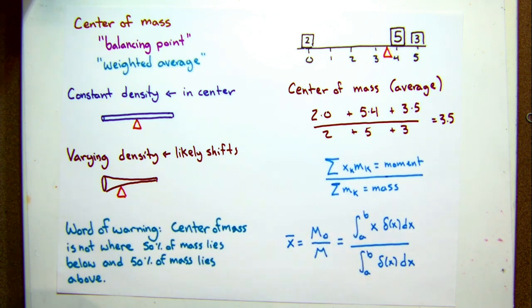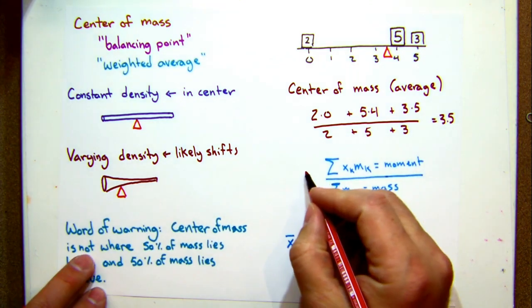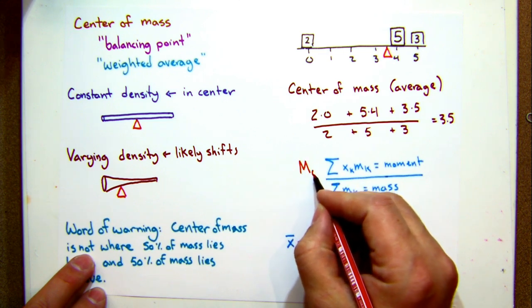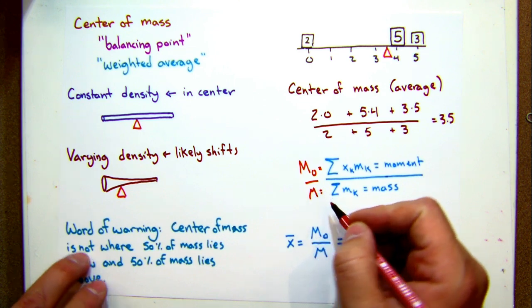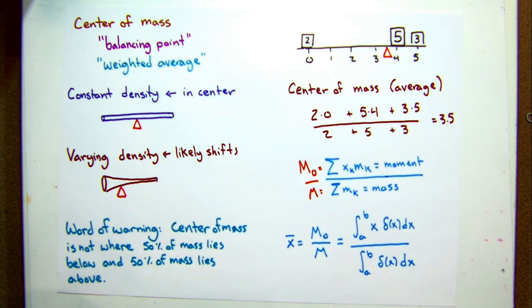That's the numerator. In the denominator, we are going to sum the masses. And so to find the average, we take the ratio. So we take the moment divided by the mass. Now we abbreviate things. The moment, we call this m0 for right now. And the mass, we call that m. Now, it's not hard to see why mass should be called m. And moment, m for moment. What's the 0?